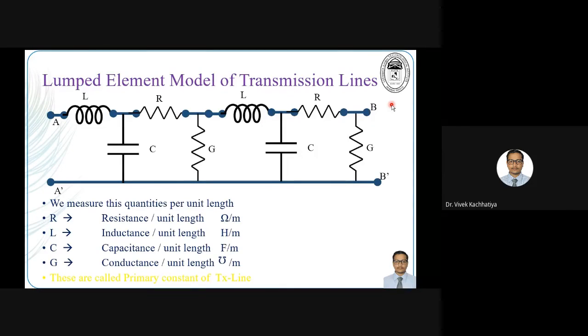This R, L, C, G are called the primary constants of transmission line. This is a very important point. You just note it down. These are called the primary constants of transmission line.